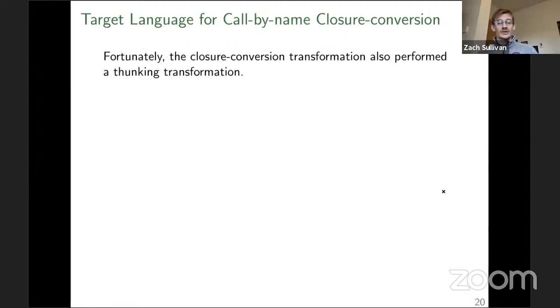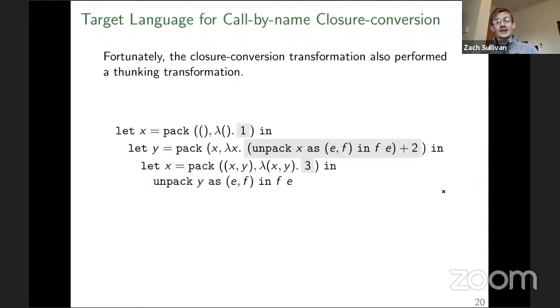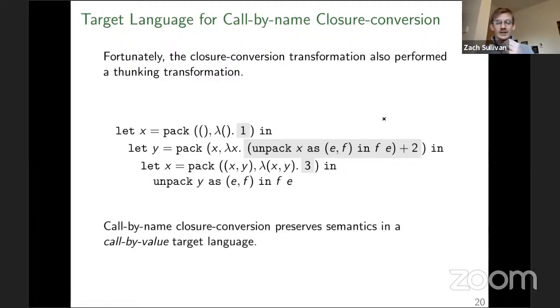So fortunately, closure converting for call by name also did a thunking transformation. All of the expressions that were turned into packages were hidden underneath lambdas. So in that way, we've intuitively preserved the semantics of our call by name language when we closure convert and then evaluate it in a call by value target language. And we prove this in the paper with a family of logical relations.